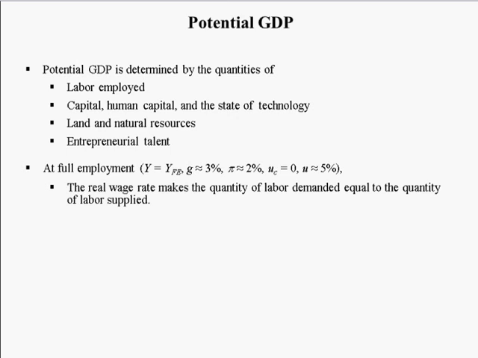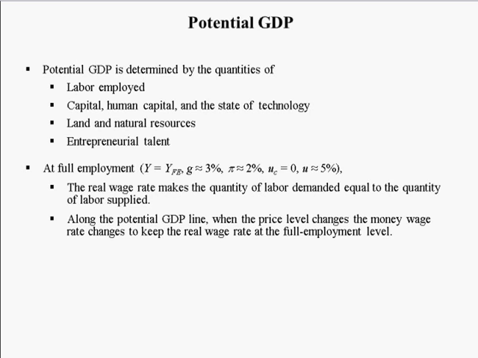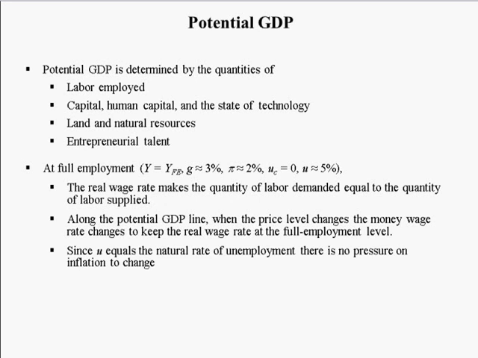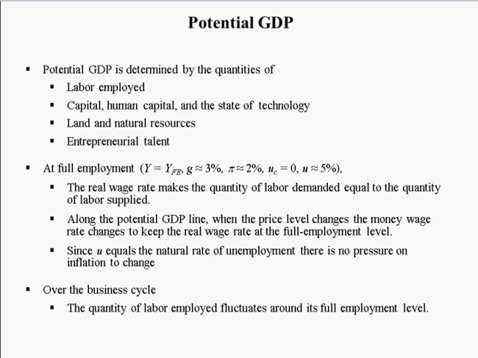The real wage rate makes the quantity of labor demanded equal to the quantity of labor supplied. Along the potential GDP line, when the price level changes, the nominal wage rate changes to keep the real wage rate at full employment levels. Since unemployment equals the natural rate at full employment, there is no pressure on inflation to change. There's no tendency for it to change. We expect it to remain constant. So if it's 2% this year, it'll be 2% next year. Over the business cycle, the quantity of labor employed fluctuates around its full employment level. Hence, real GDP fluctuates around potential GDP or the full employment output level.